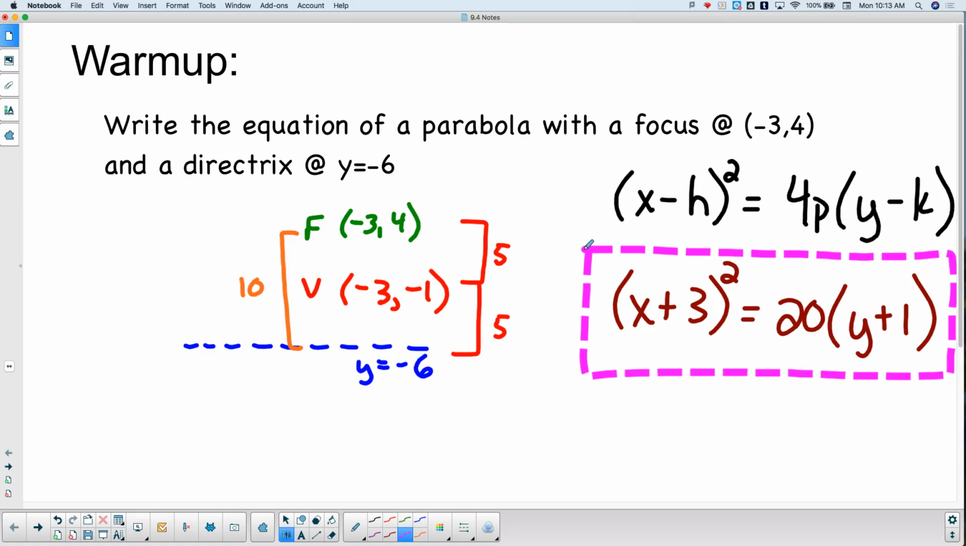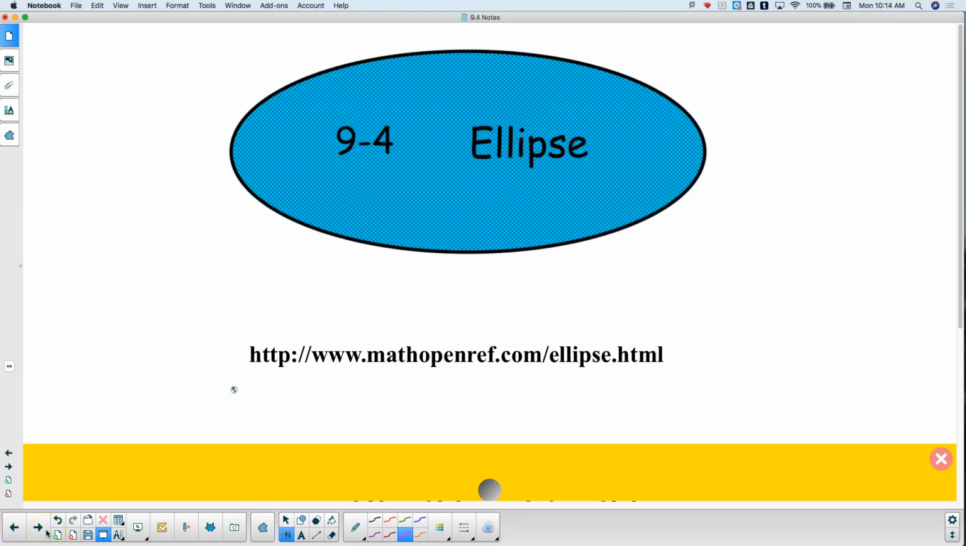Fantastic. Okay. Today we're going to switch gears, and we are going to go to the third of 4 conic sections. And the third conic section that we are going to go to is an ellipse. Okay.